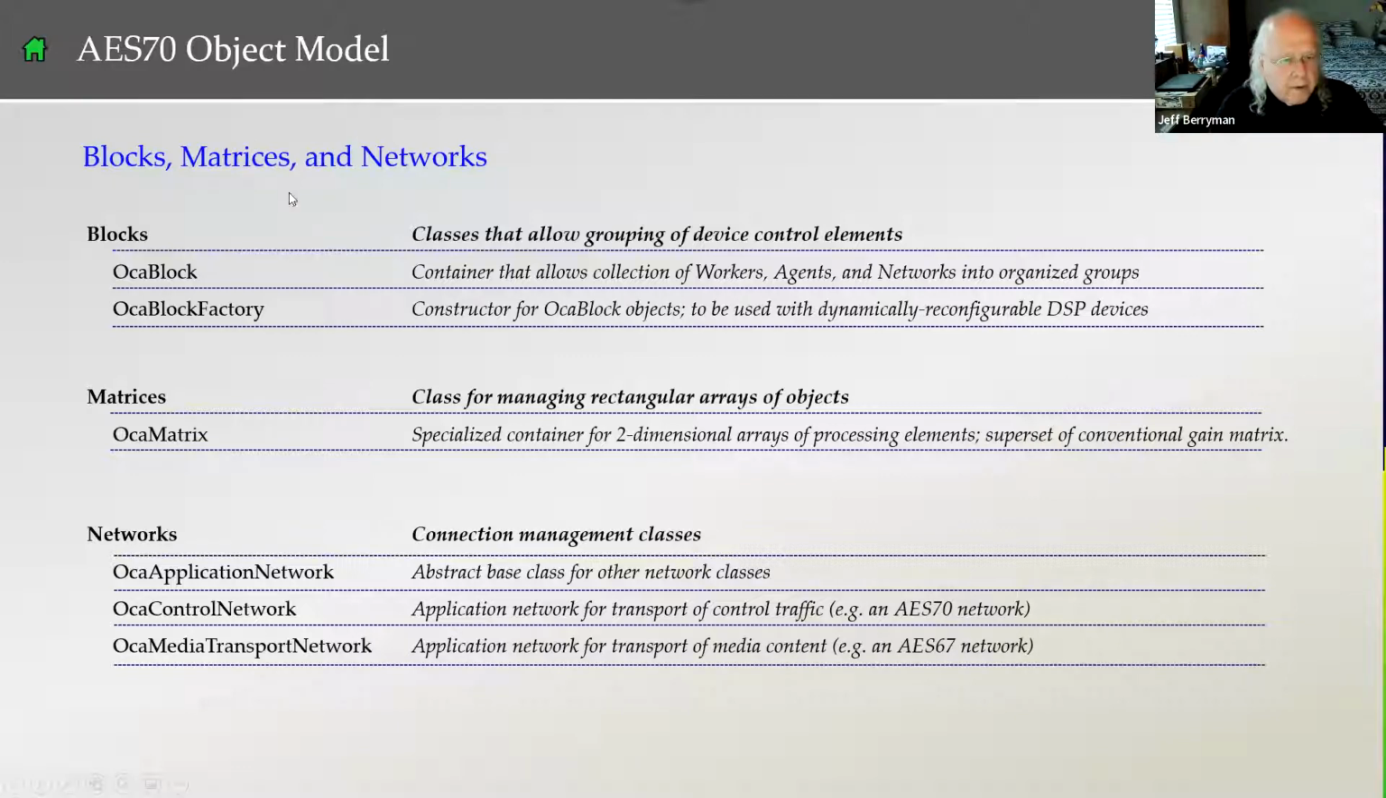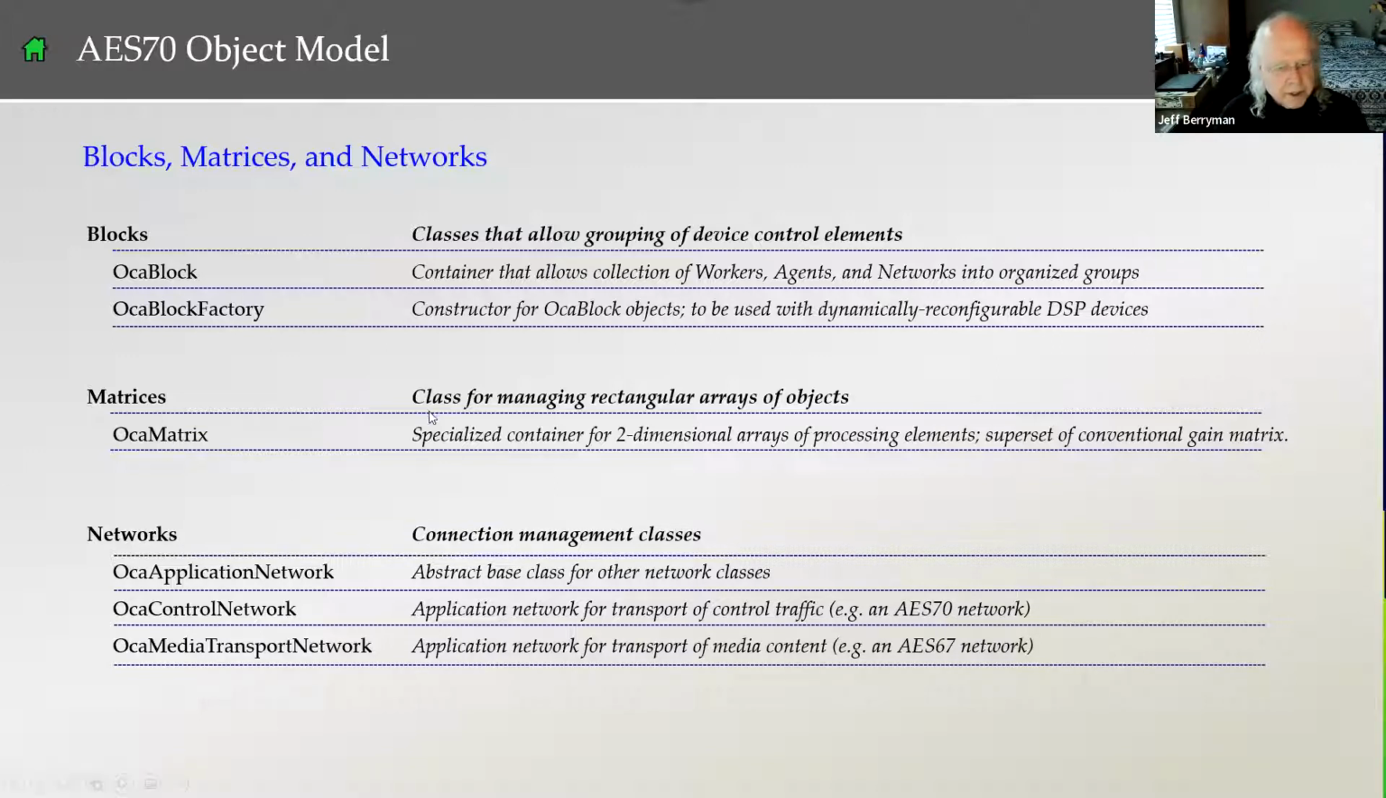Other kinds of classes: blocks, matrices, and networks. A block is a container that allows the collecting of workers, agents, and networks into organized groups, and I'll give examples of that below because that's important. And a block factory is an advanced concept that is used by devices like reconfigurable DSP devices that allow you to create signal processing objects on the fly. I will not be dealing with that in detail in this presentation.